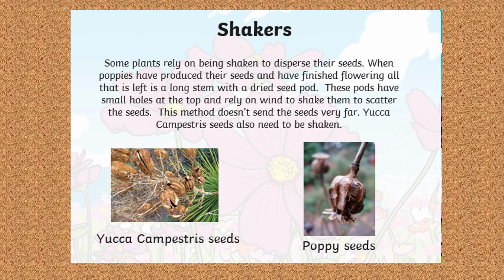Shakers, a bit like maracas. Some plants rely on being shaken to disperse their seeds. When poppies have produced their seeds and have finished flowering, all that is left is a long stem with a dried seed pod. That's normally at the top of it. These pods have small holes at the top and rely on the wind to shake them and scatter the seeds. This method doesn't send the seeds very far.